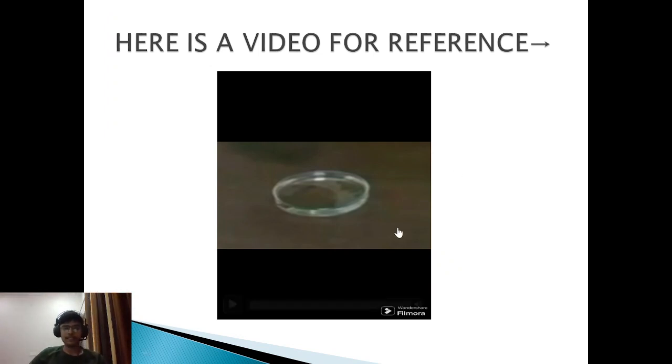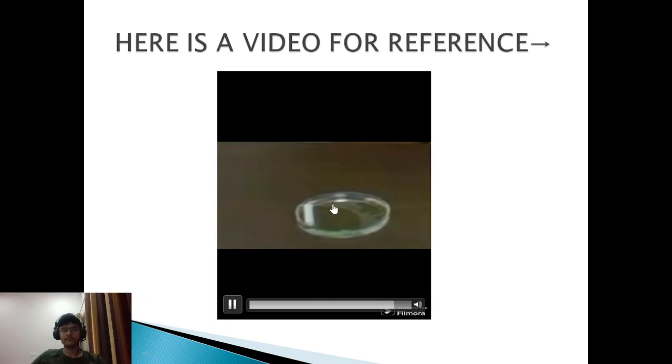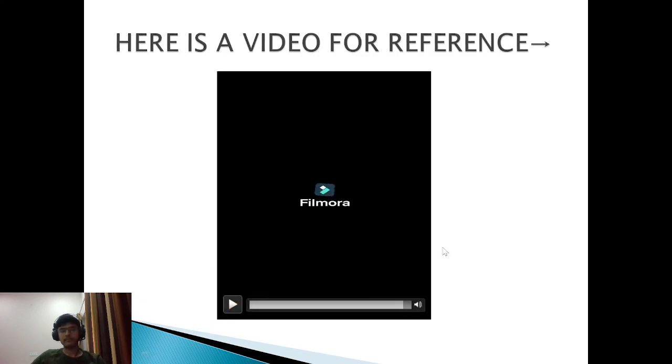Here I have attached a video also for reference, showing how this happens. So we can see how the paper scrolls when put on the surface of water. And it has formed a full cylinder almost, so the surface tension is holding it. So let's now move forward.